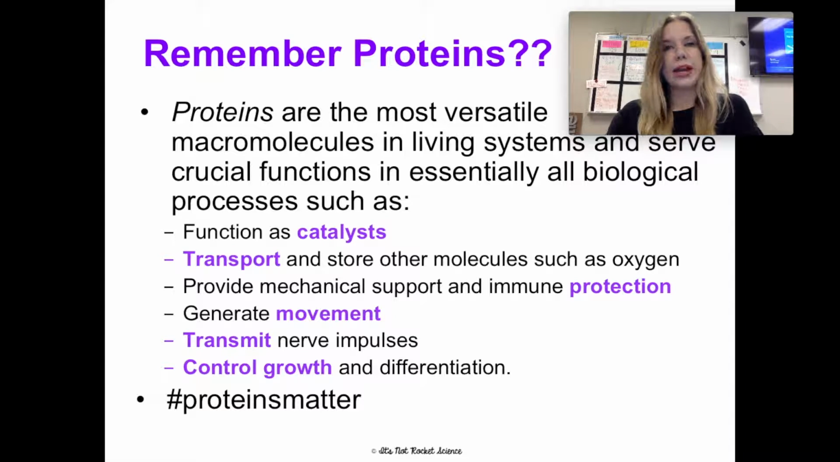Hashtag proteins matter. Don't forget it. Remember it. Get it trending on Twitter. But although apparently you guys tell me Twitter is not a thing anymore, yeah, okay, whatever.